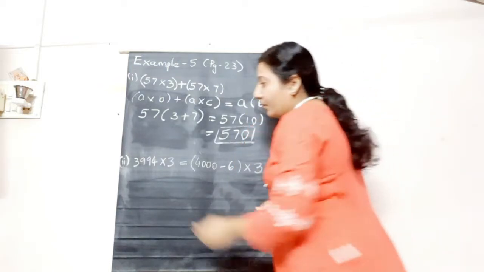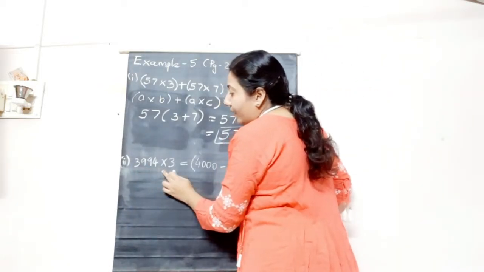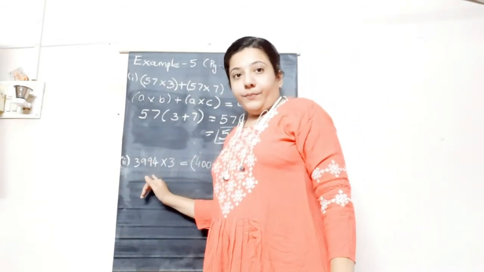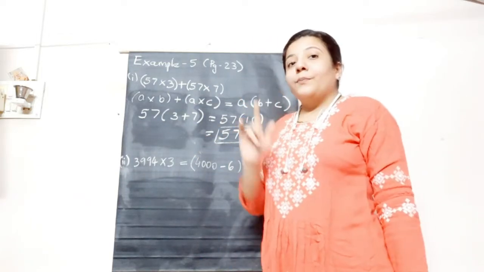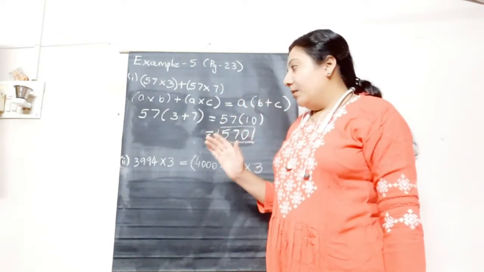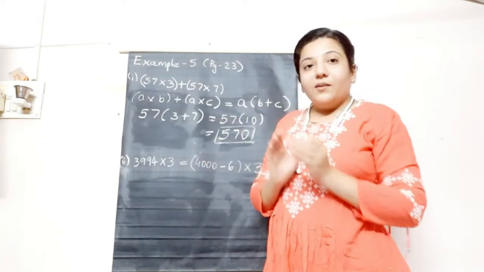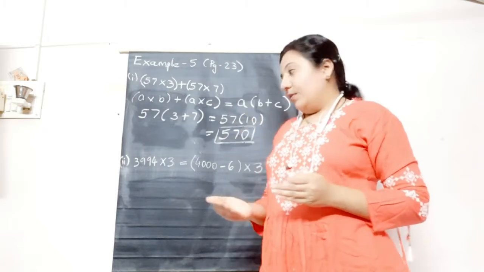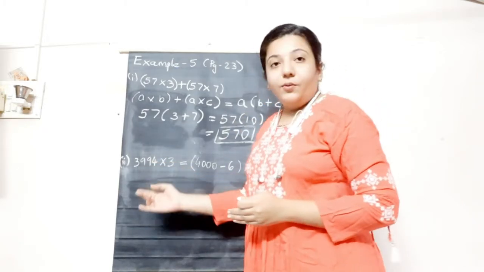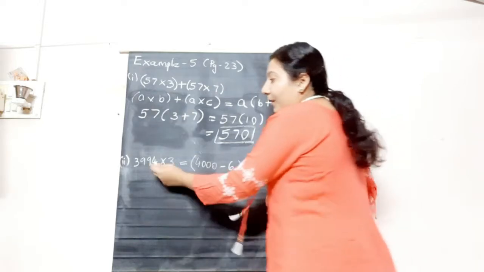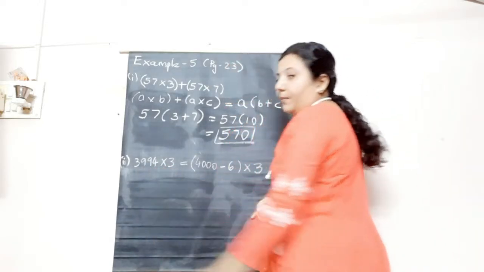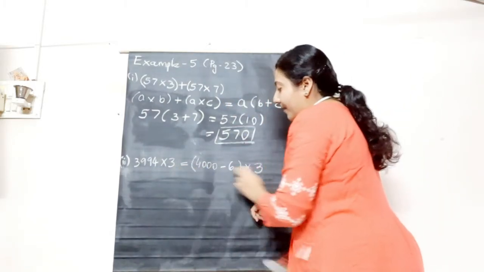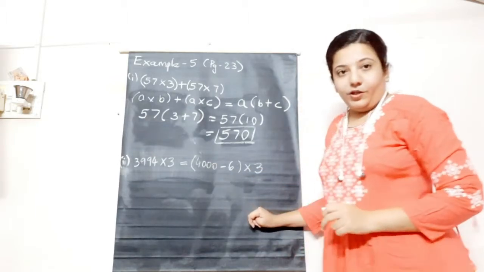Now next one, you can see 3994 multiply 3. So here what we will do, we will round off. Round off you have studied in chapter 1. Rounding off the number means you have to convert the number to the nearest tens, hundreds or thousands. So here we will convert this to the nearest thousands. If you convert this to the nearest thousand, it will become 4000, right? So 4000 minus 6 multiplied by 3. This will be your question.